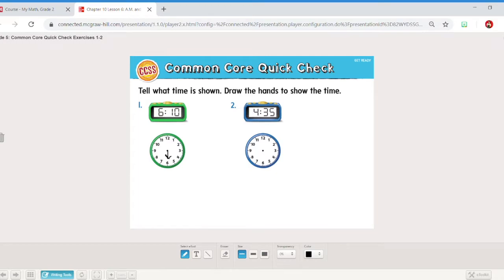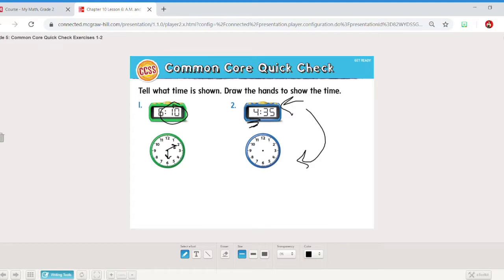And because it's just starting to move around the clock, we don't have to worry too much about it being between the 6 and the 7. So if it's on the 6, that's okay. And if it's 10 minutes, we're not going to put the long hand on the 10. We're going to count by 5s until we get to 10. So remember, 12 is kind of 0, so that's the starting. 0, 5, 10. And our long hand goes right there. Perfect.